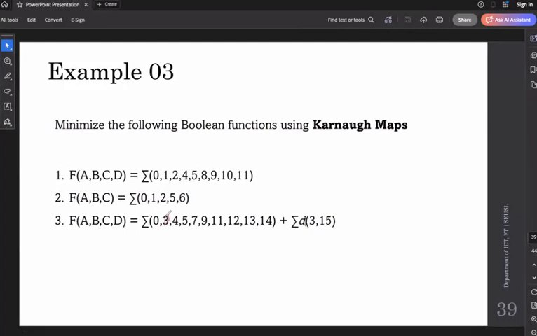This is just 0, 4, 5, 7, right? And in these places, if it is given like this, the meaning is sigma D, it is the don't care condition. So in the places 3 and 15, try to put a don't care and try these two questions. After that, we are done. We can move to the other section. Try this. I'll give you some time.